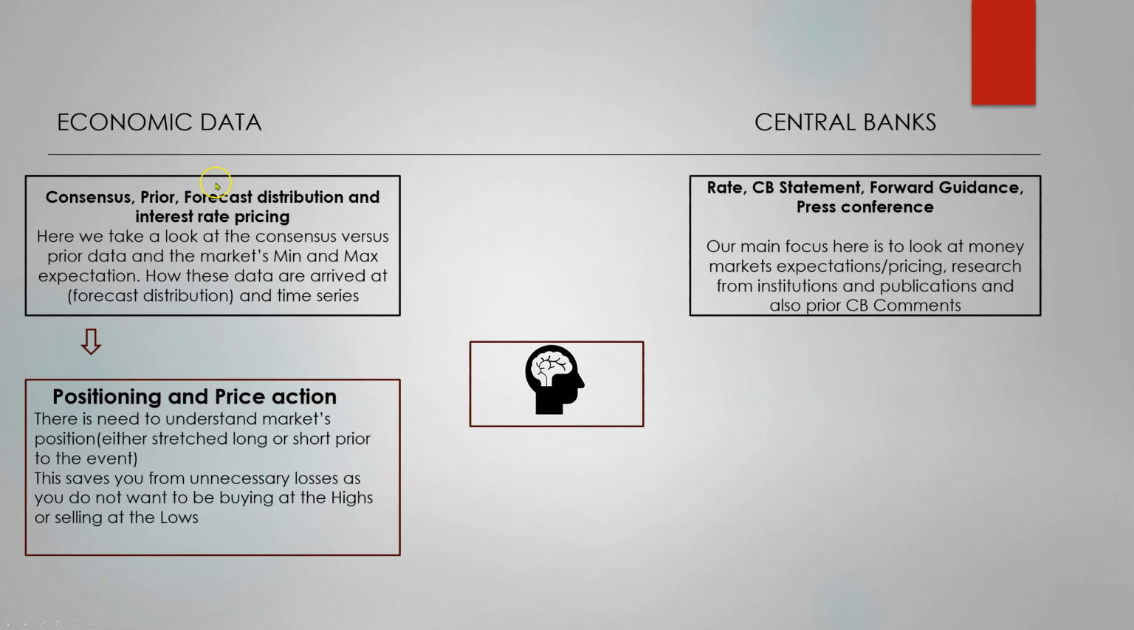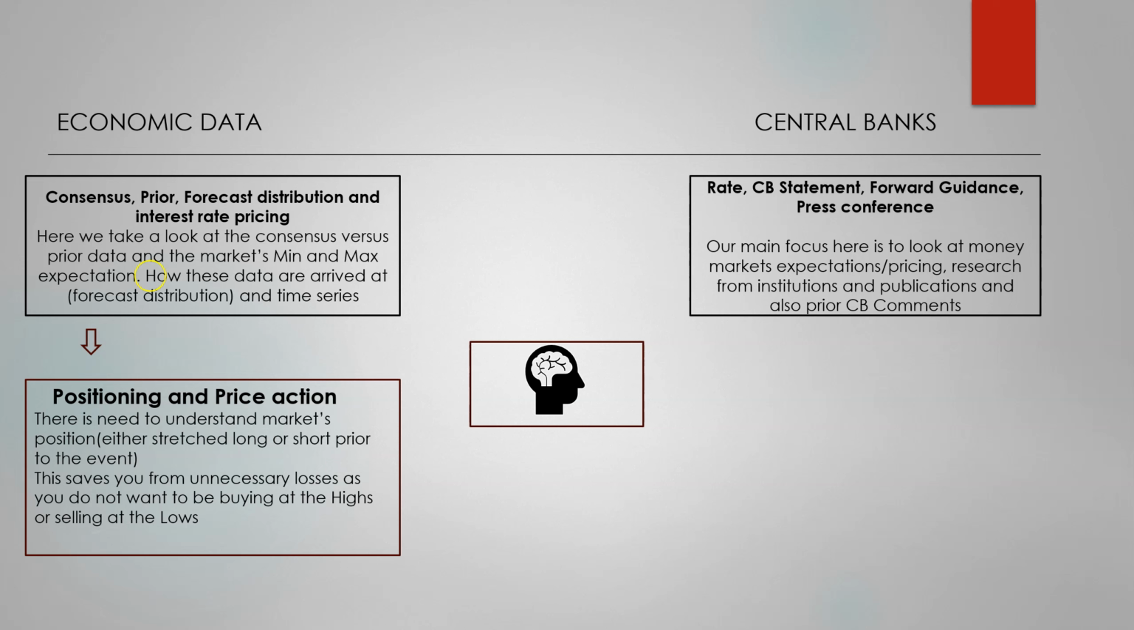So these four, personally for me, help me in building my analysis, help me in preparing myself when it comes to data and when it comes to economic events. And here we take a look at the consensus versus the prior data, and we also take a look at the market's minimum and maximum expectations. And how do we do that? We focus on how these data events are arrived at, which is the forecast distribution. And then we also focus on the time series.